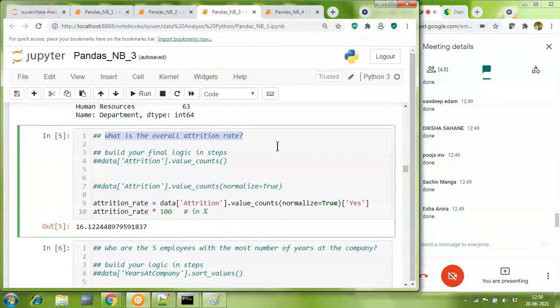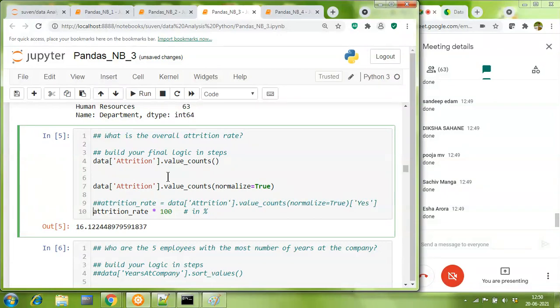Now, friends, to be very honest, the HR employees data set which is given to us already has a column called attrition. And the value of the attrition can either be 0 or 1. 0 means he doesn't want to leave the company. 1 means he wants to leave. So I mentioned here, build your final logic in steps. So see how I'm executing my code. Please see very carefully how I'm executing my code.